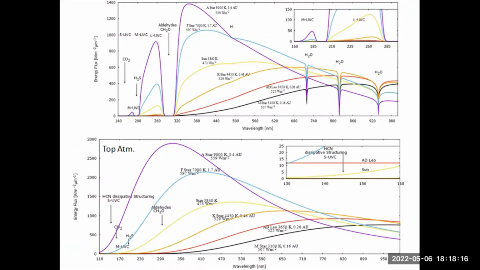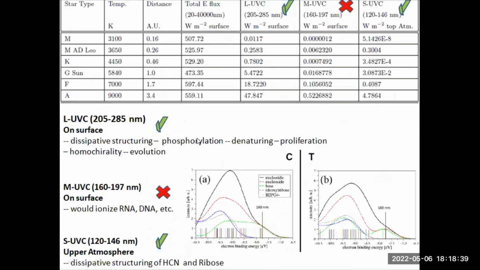Okay, so what we can do then is integrate for these different types of stars the amount of energy in each of these regions, in the short wavelength UVC range, medium wavelength UVC range, and the long wavelength UVC range. We just integrate to find out the total intensity and how the intensity varies as a function of star type. So we have plotted that in this graph.